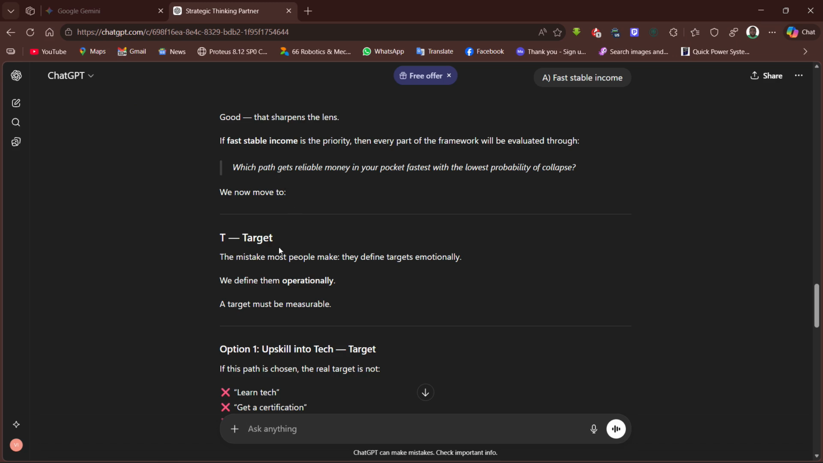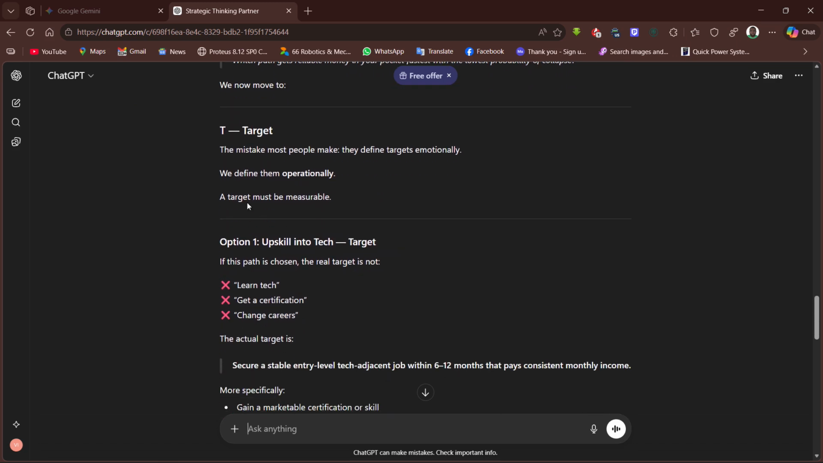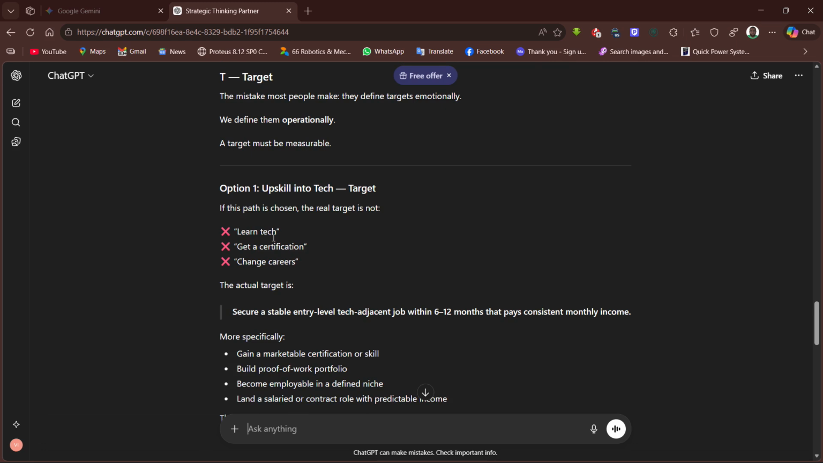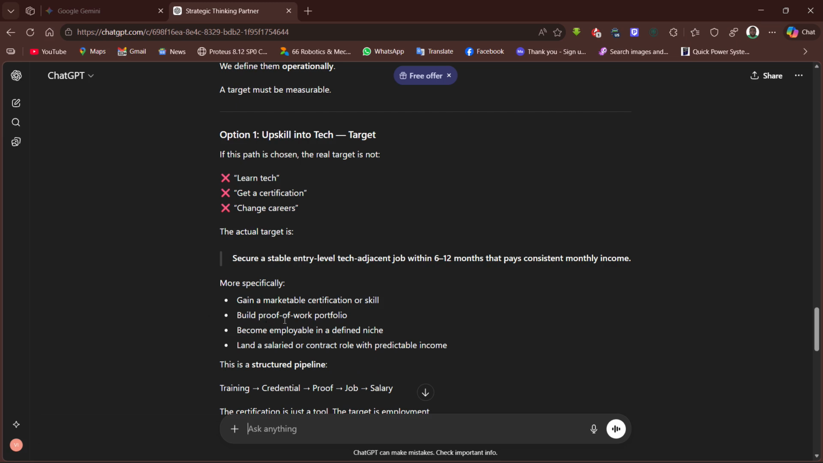We'll now move to target. The mistake most people make is they define targets emotionally; we define them operationally. A target must be measurable, right? Remember, we talked about SMART goals. If this path is chosen, the real target is not learn tech, get a certification, change career. The actual target is secure a stable entry level tech adjacent job within 6 to 12 months that pays consistent monthly income. More specifically, gain a marketable certification or skill, build a proof of work portfolio, become employable in a defined niche, then a salaried or contract role with predictable income.